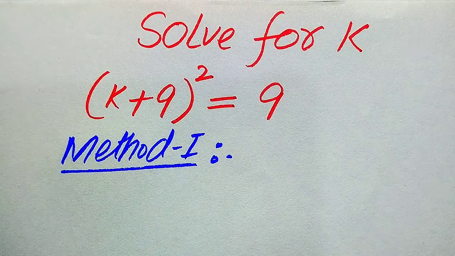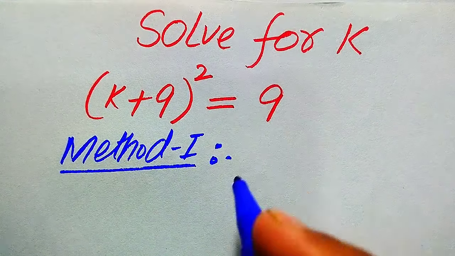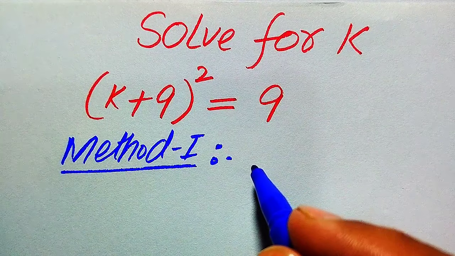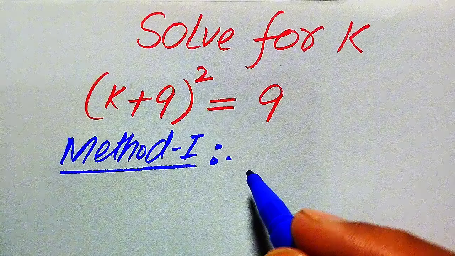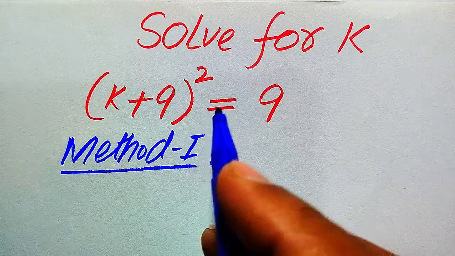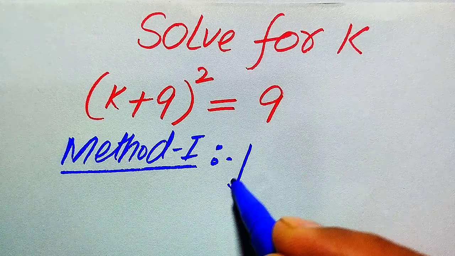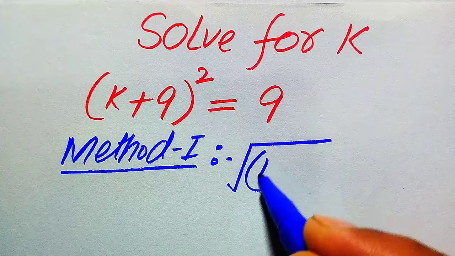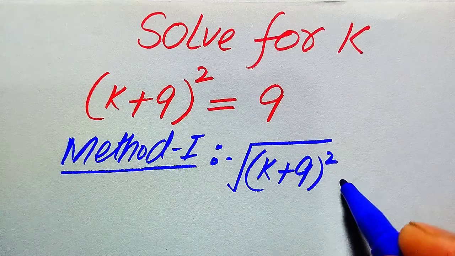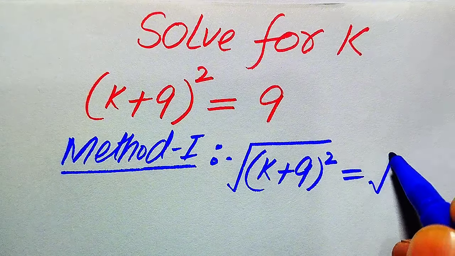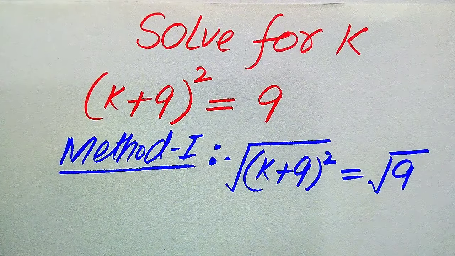And now we move toward the solution of this problem from the first method. In the first method, we solve this problem with the help of the square root sign, so we need to take a square root on both of the sides. When we apply square root on both of the sides, it will be written in this form: square root of (k + 9)² and square root of 9.